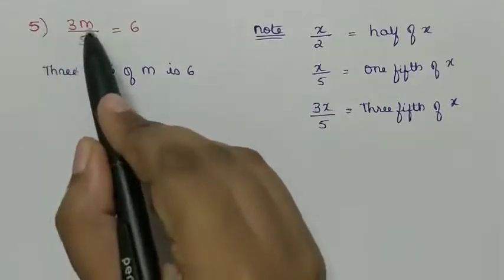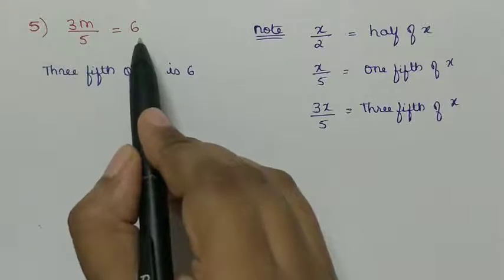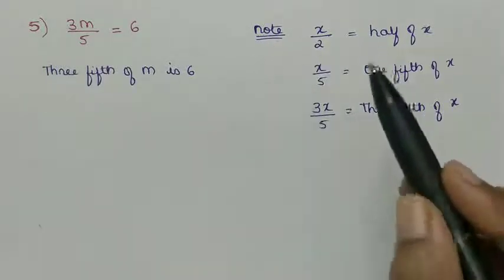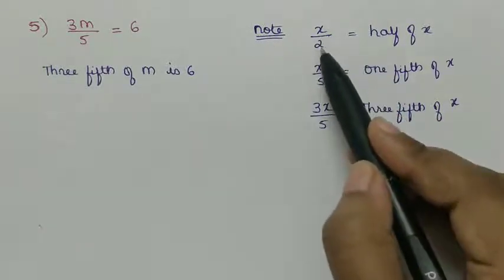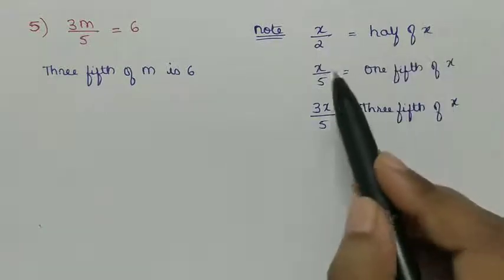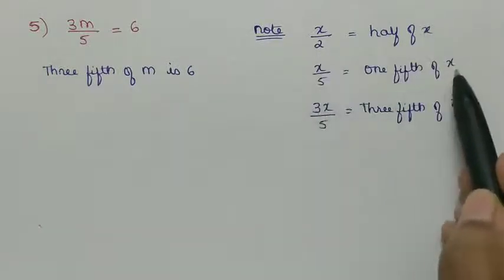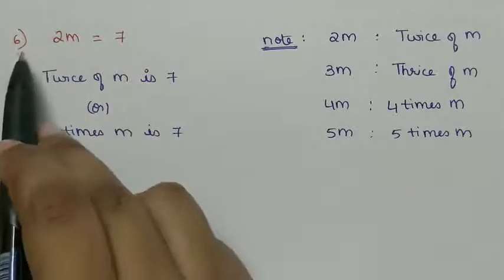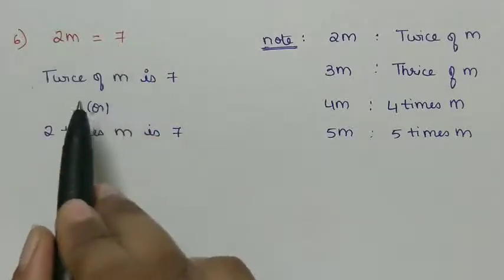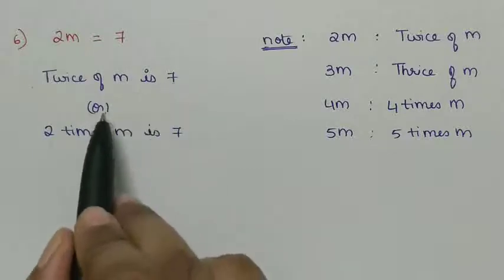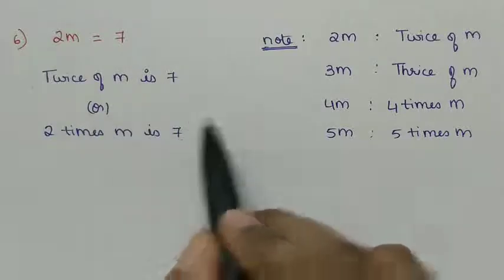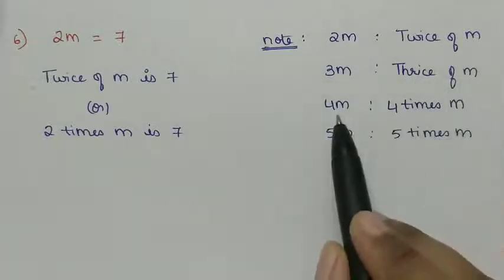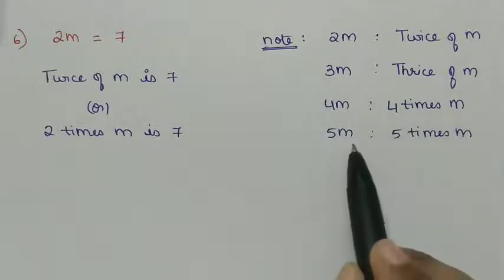Fifth equation, 3m by 5 is equal to 6. In statement form, 3/5 of m is equal to 6. Note, in statement form we write x by 2 as a half of x, x by 5 as 1/5 of x, 3x by 5 as 3/5 of x. Sixth one, 2m equal to 7. We write it as twice of m is 7 or 2 times m is 7. Note, 2m is twice of m, 3m is thrice of m, 4m is 4 times m, 5m is 5 times m.